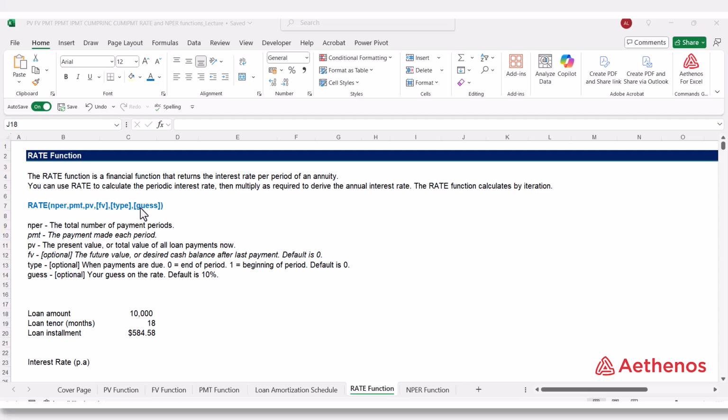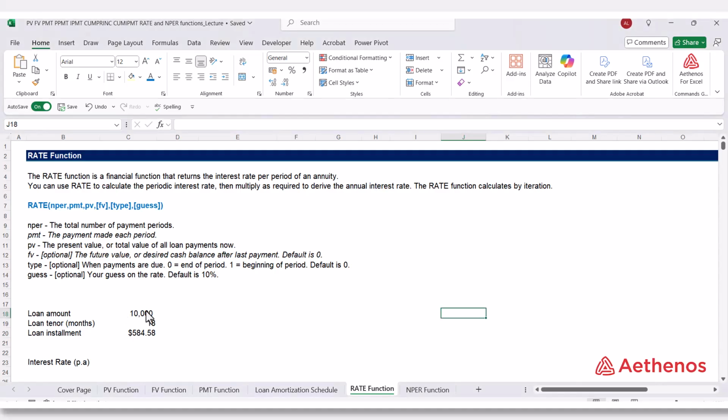So here the syntax is NPER, number of payments. These arguments are similar to the functions we did earlier. PMT is the monthly payment, present value, future value, type, whether it's end of the period or beginning of the period. And we have an optional argument called guess, or the guesstimate. Most of the time you don't have to use that. You can leave it blank and it will default to 10% or 0.1.